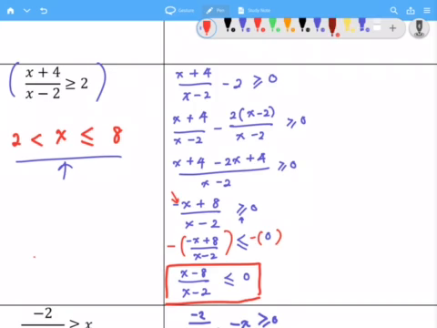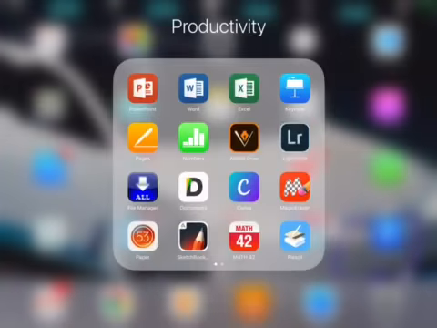So this is our final equation. Now you are gonna look for your critical value. So our first equation is x minus 8 equal to 0, so our x will be 8. The second equation is x minus 2 equal to 0, so x is 2.